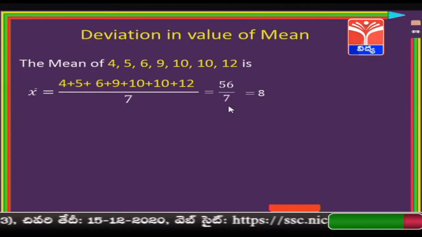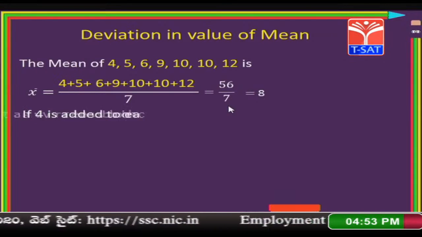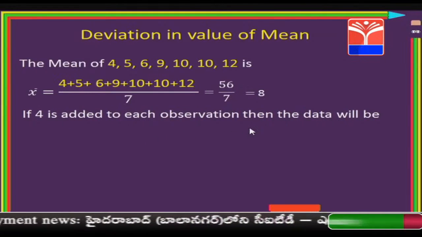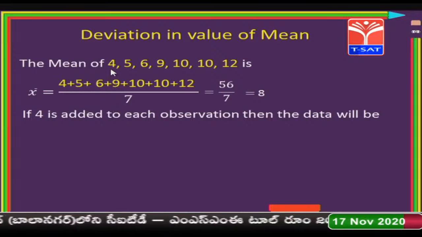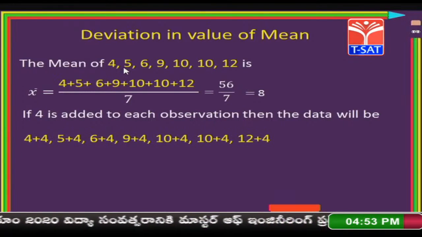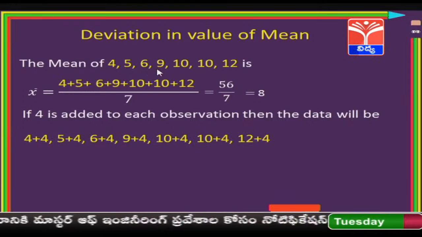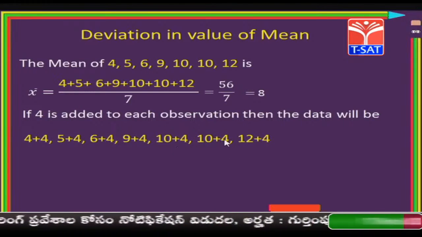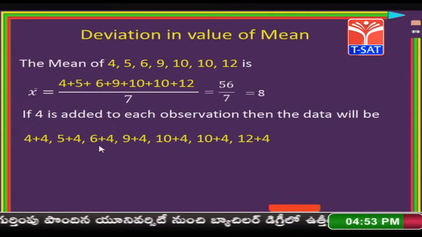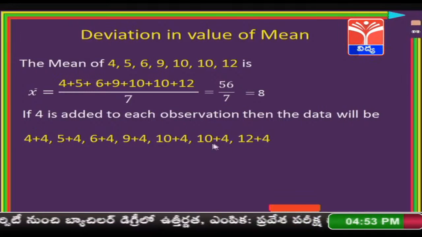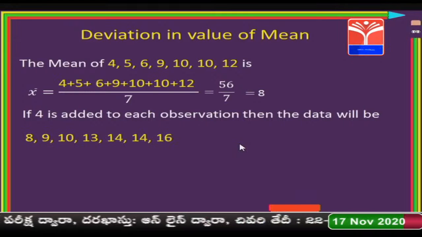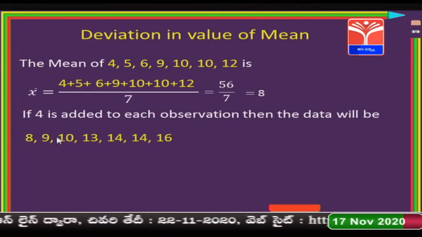Now what is going to happen when you add the number 4 to each of the observations? If 4 is added to each observation, then the data will be 4 plus 4, 5 plus 4, 6 plus 4, 9 plus 4, 10 plus 4, 10 plus 4 and 12 plus 4. So 4 plus 4 is 8, then 9, 10, 13, 14, 14 and 16. So the data has become 8, 9, 10, 13, 14, 14, 16. Every time you see that there is an increase of 4.